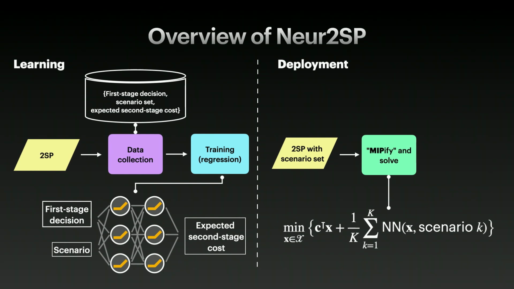And now instead of solving the very complicated two-stage stochastic program from earlier slides, I solve this surrogate problem. Okay, I find a first stage decision that minimizes the sum of the first stage cost plus the approximate expected second stage cost, where the approximation is coming from this trained neural network. Okay? Any questions on the overall strategy?